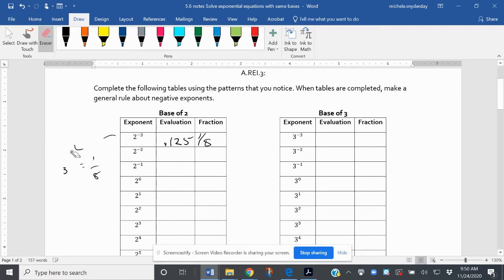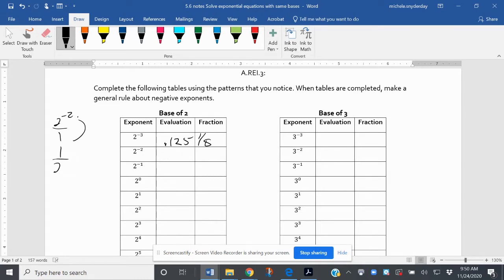All right, next one is 2 to the negative 2. Put it over 1, change places. That becomes 1 over 2 squared, which makes the exponent positive. And 2 squared is 4, so our fraction would be 1/4. And our decimal would be 0.25. That should be a pretty common decimal for you, I hope.